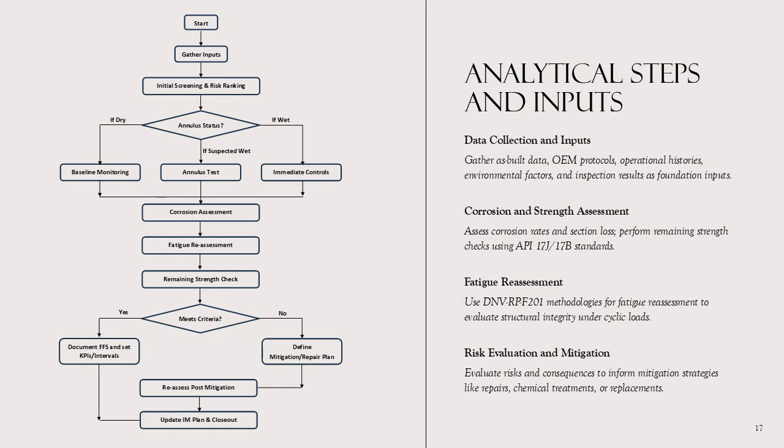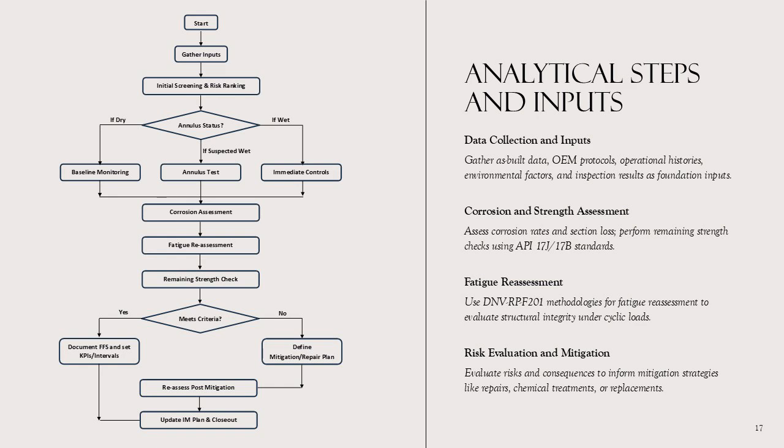Step 8 is fatigue reassessment: recalculate remaining life using DNV-RP-F201, updated stresses, and S-N factors. Step 9 is the remaining strength check. Compute the effective number of intact armor wires and verify against API 17J and 17B or original equipment manufacturer limits for combined loads. Step 10 is: meets criteria?